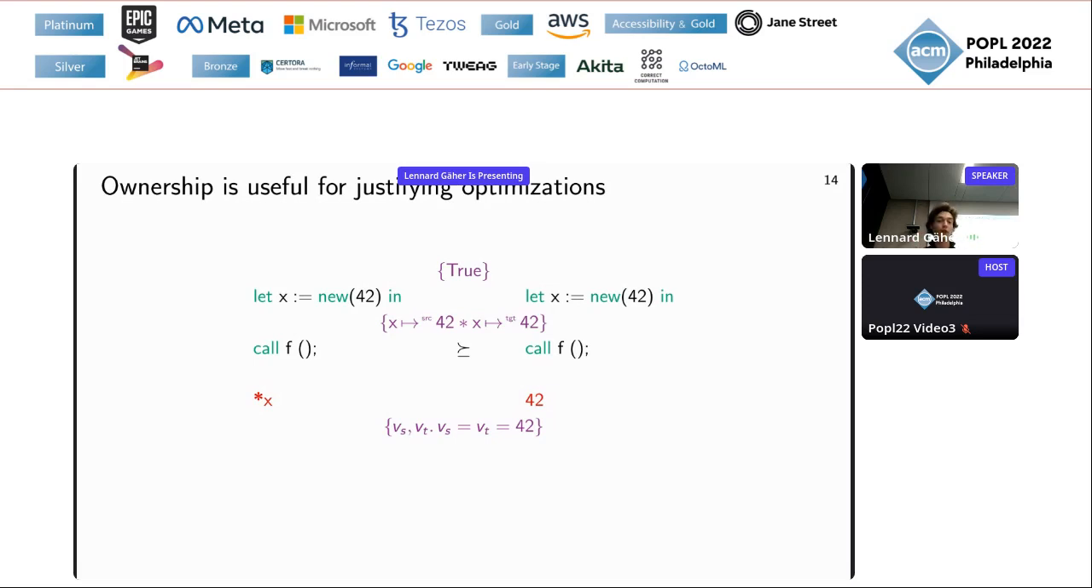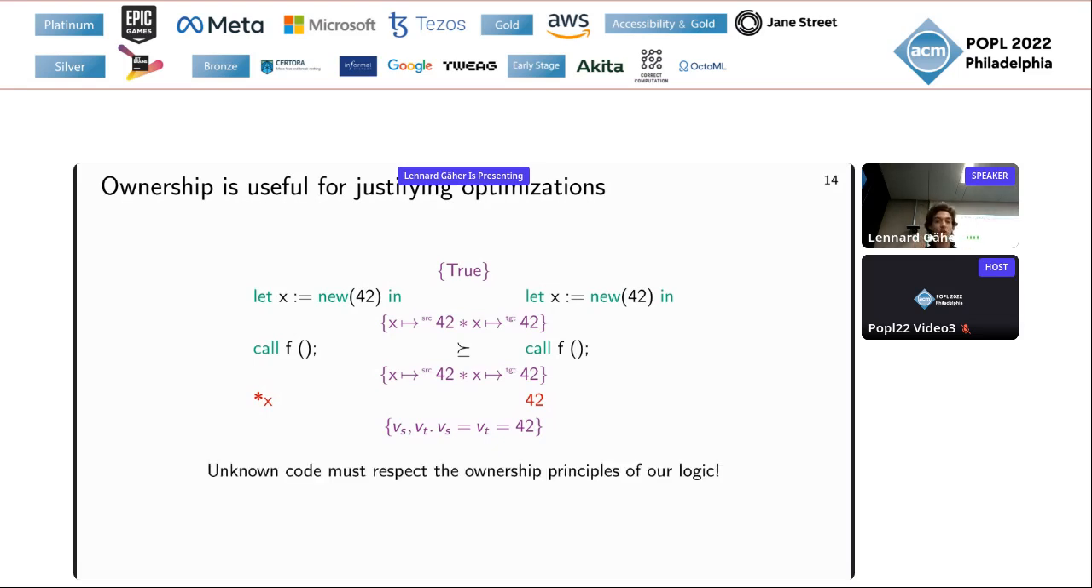Since we are working in a relational separation logic, we have two points-to connectives for source and target. Next, we reach the call to f, and we use the frame rule of separation logic to retain the ownership of x over the call. And finally, we can perform the load in the source using the ownership of x to justify that both sides return 42.